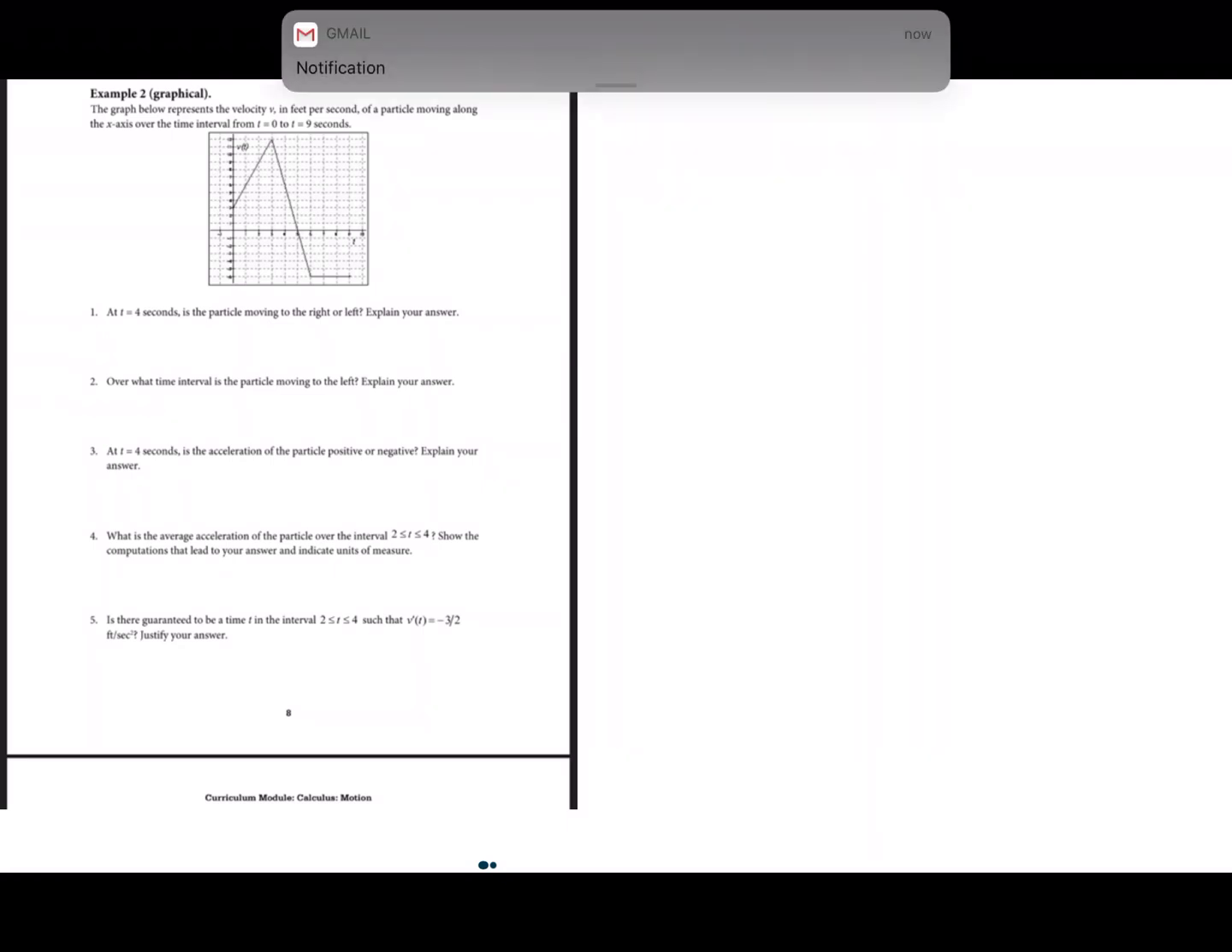A couple little tips on this: anytime you see "such that," "is there guaranteed," "must there be," "does there exist," those are all theorem-speak type questions. First of all, once you see the mention of a derivative, you're immediately going to state that whatever function whose derivative you're talking about, that function is continuous and differentiable. So we will start with this. We have to begin by saying that v of t is continuous and differentiable.